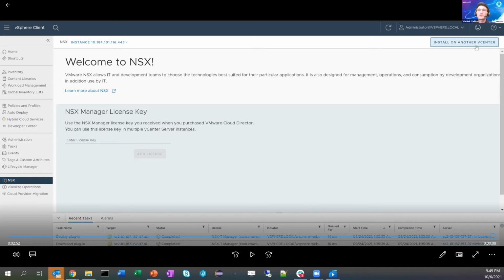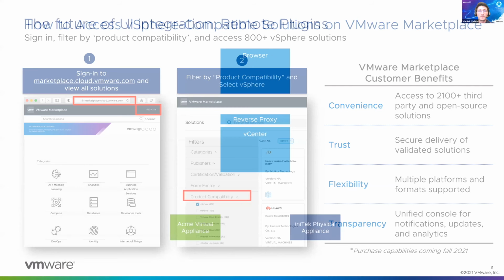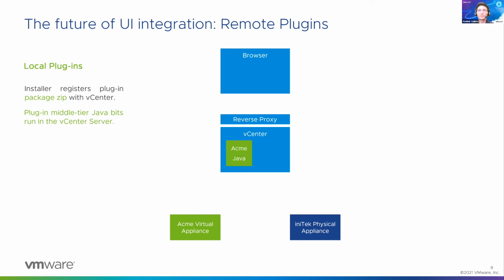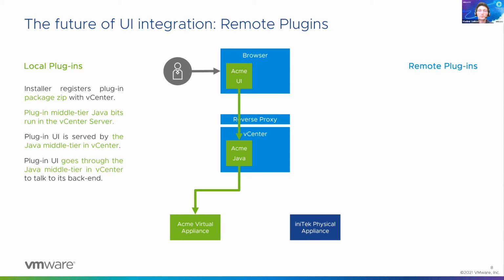Okay, so let's go back to the presentation. Some words about the integration part. So let's have a look at some architecture specifics. To achieve the goals we mentioned earlier, VMware has fundamentally changed the plugin architecture from local to remote plugins. And the main specific characteristic of local plugins is that they deploy a Java middle tier in the vCenter server, which is used to serve the UI. And it also proxies all communication to the backend.